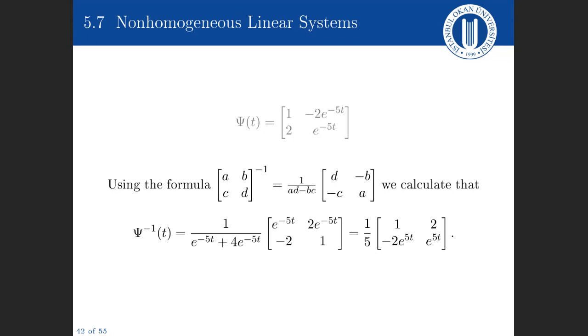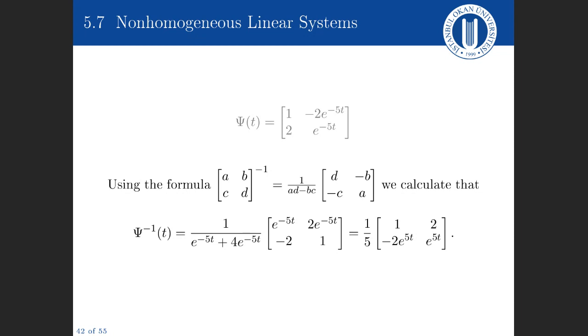We need the inverse of this matrix. We have our formula: inverse of ABCD is 1 divided by the determinant, that's AD minus BC. D and A swap places, B and C get a minus sign on them. Using this formula, we can calculate that the inverse of the fundamental matrix is 1/5 times the matrix 1, 2, minus 2, e to the power 5t, e to the power 5t.